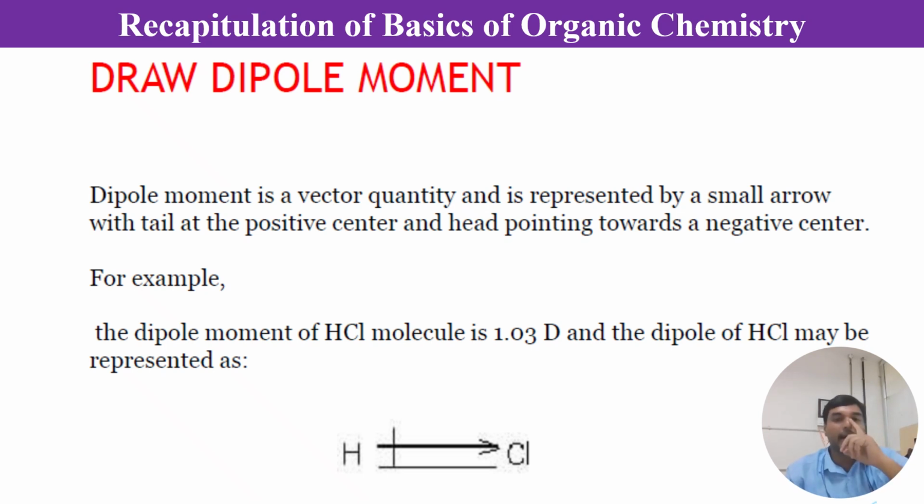So for example, hydrogen chloride, here chlorine is the more electronegative atom, so electrons move from hydrogen to chlorine. As a result, chlorine has a partial negative charge and hydrogen has a partial positive charge, and that's why it's a polar molecule. You see its dipole moment is 1.03. Generally it's a positive value, that means it's a polar molecule.